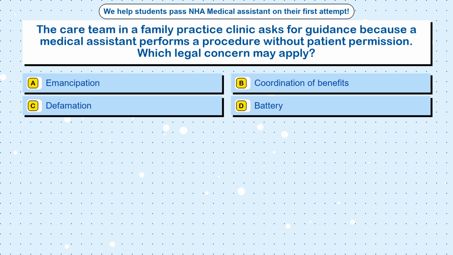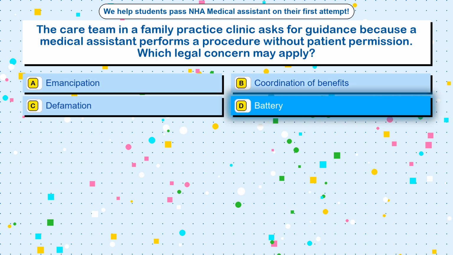Question 61. The care team in a family practice clinic asks for guidance because a medical assistant performs a procedure without patient permission. Which legal concern may apply? Option A. Emancipation. Option B. Coordination of benefits. Option C. Defamation. Option D. Battery. The correct answer is option D.